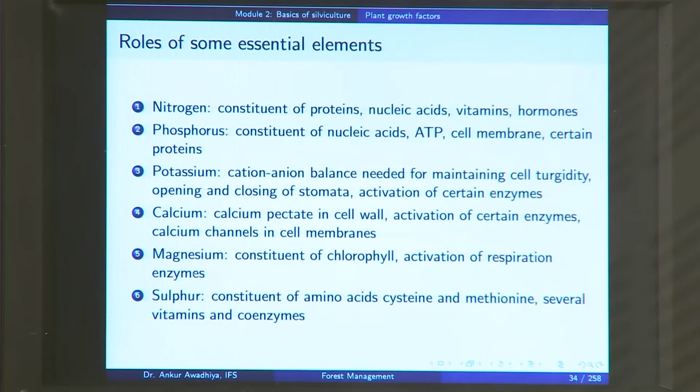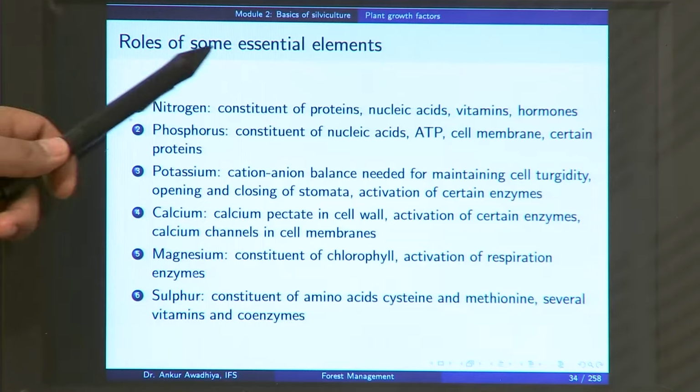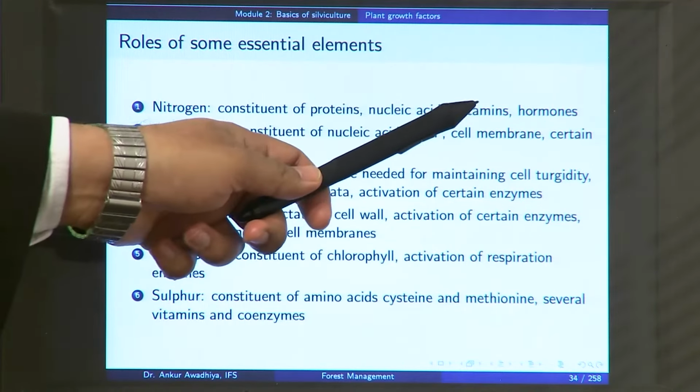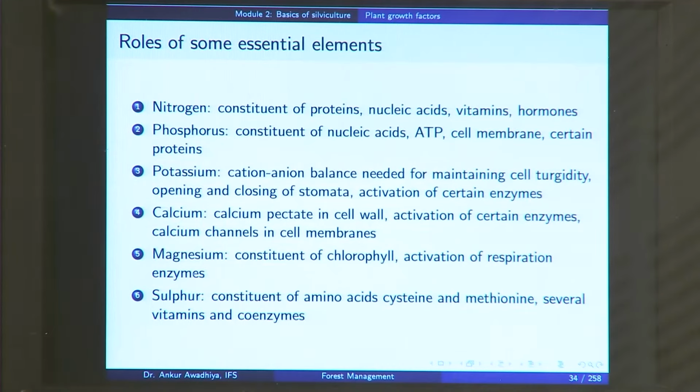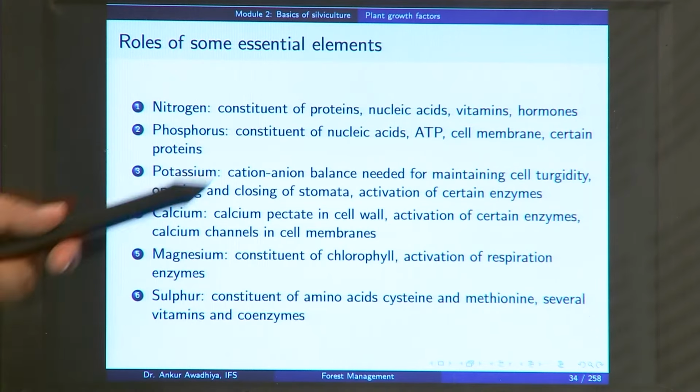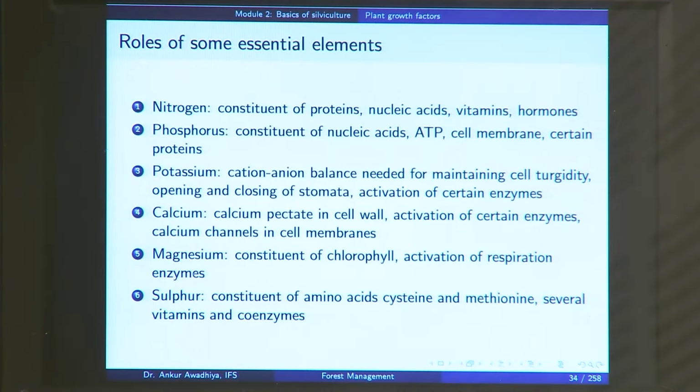So, what are the essential elements? Here we have the essential elements along with their roles. One essential element is nitrogen. As we know, a major part of our atmosphere is comprised of nitrogen. Nitrogen is a constituent of proteins, nucleic acids, vitamins and hormones. Nitrogen is an essential element because if you do not give nitrogen to a plant, the plant will die off very quickly. It cannot be replaced by any other element, and this element is directly involved in the metabolism, in the formation of proteins, nucleic acids, vitamins and hormones.